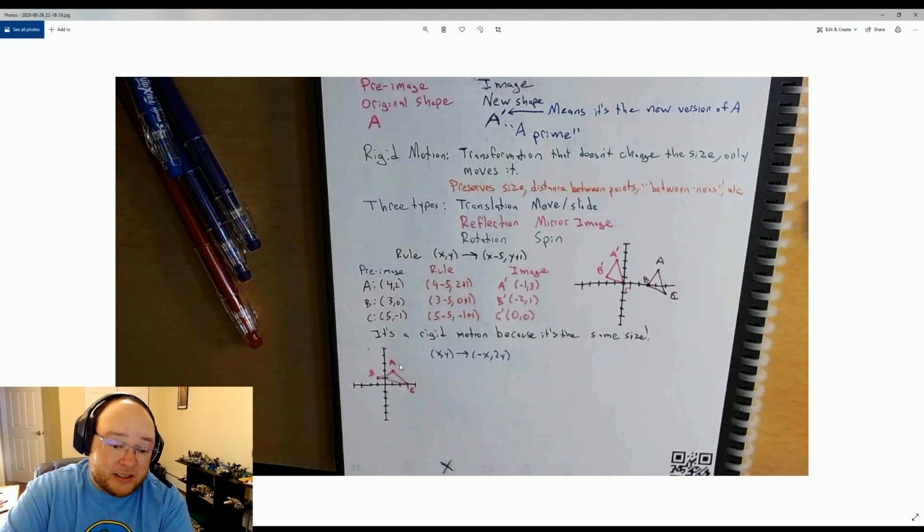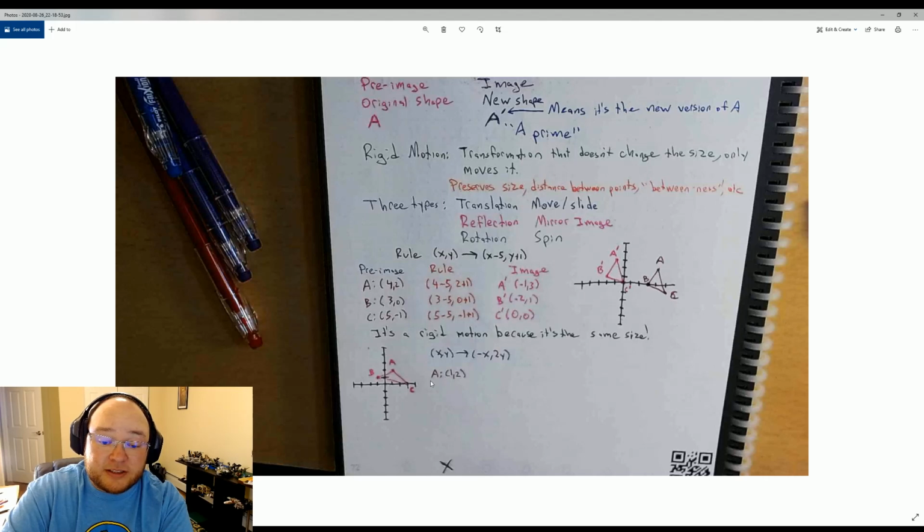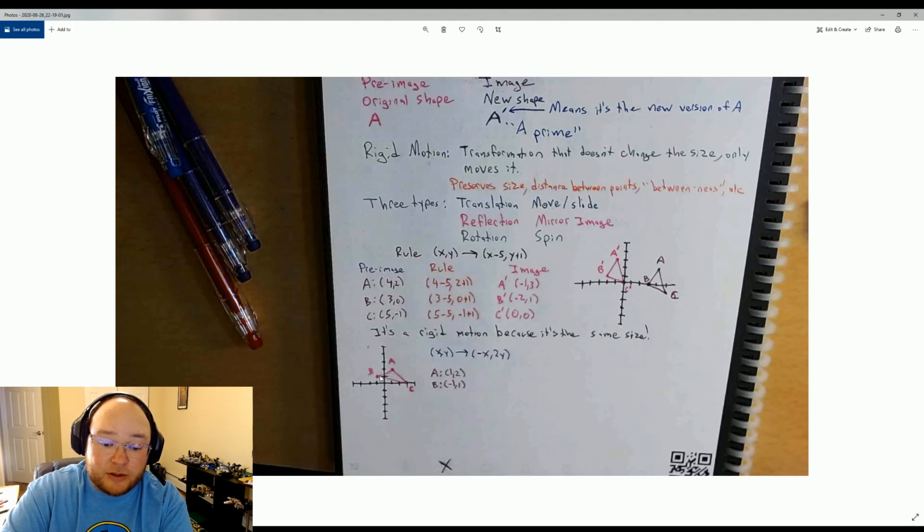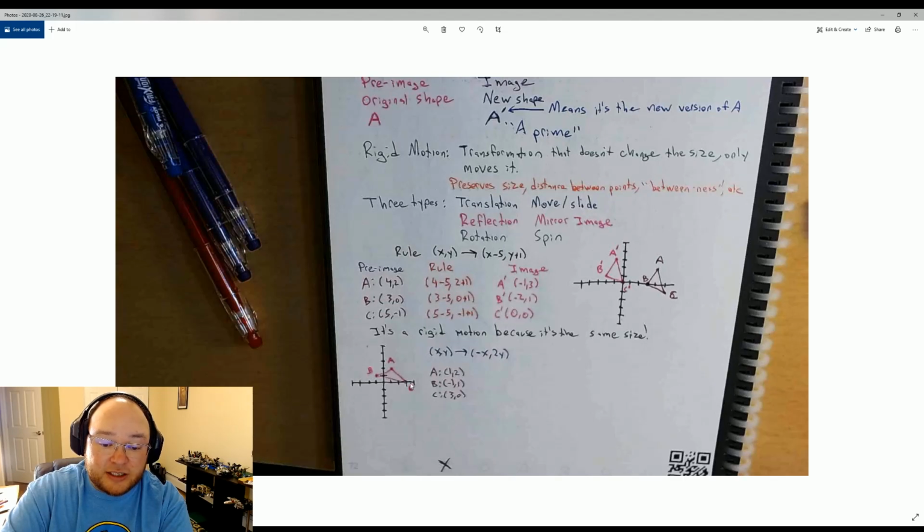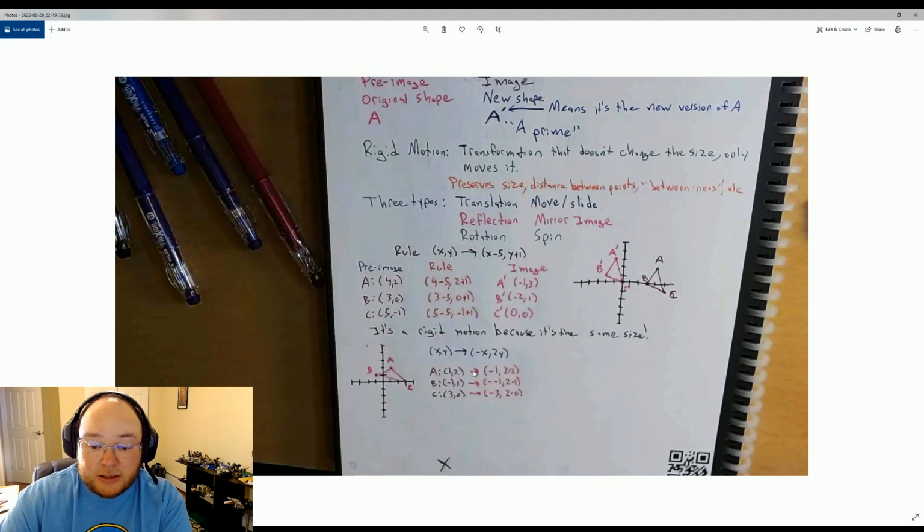So, let's say I gave you this shape now, and I give you a new rule. This one says (negative x, 2y). So once again, you're going to start off by labeling the points. A is 1, 2. B, negative 1, 1. C is 3, 0. Apply the rule. So when there's a negative there, that just means put a negative in front of the number. So that was a 1. Now it's a negative 1. This was a negative 1, so now it's a negative negative 1. This was a 3. Now it's become a negative 3.